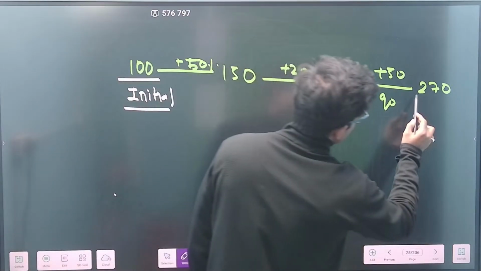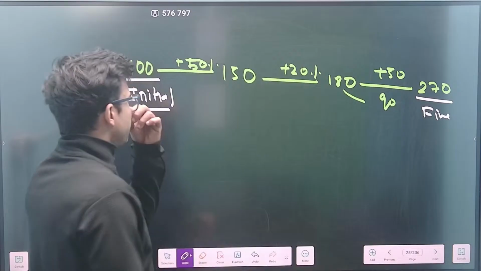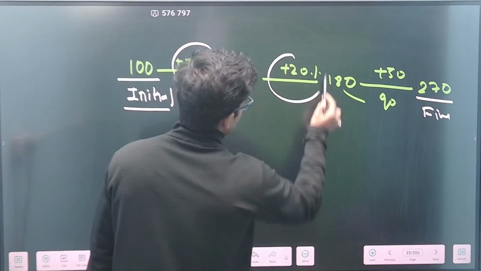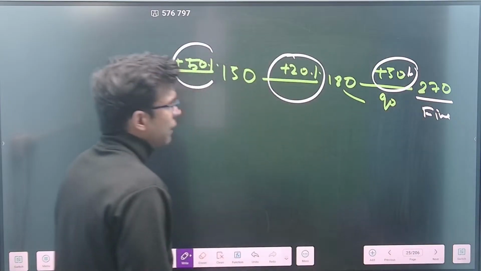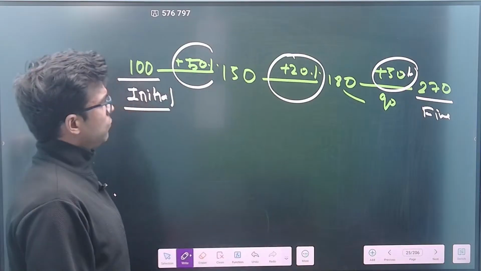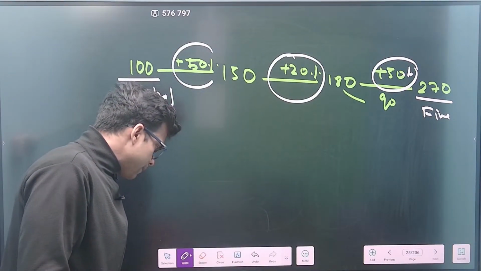Your final value is this one. And you have gone for n number of successive percentage changes. First you go for 50%, then 20%, then again 50%. Correct. And you can go on so on and so forth. No issue in that. Please comment.